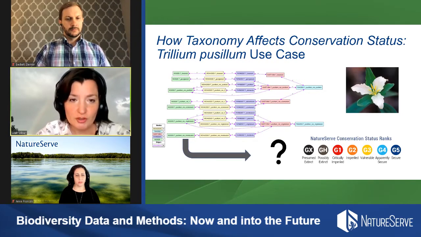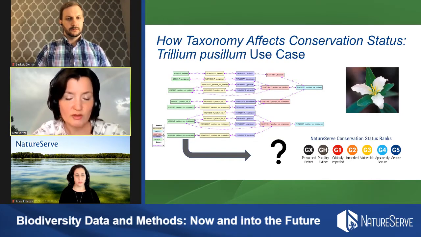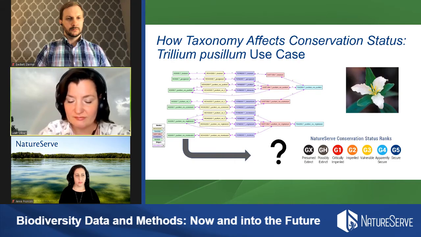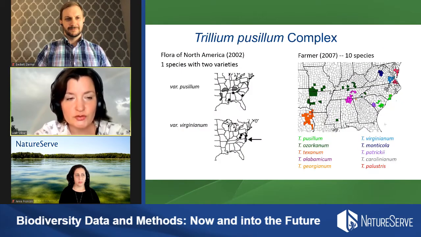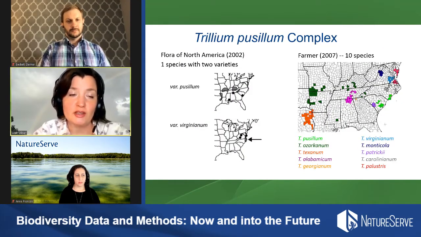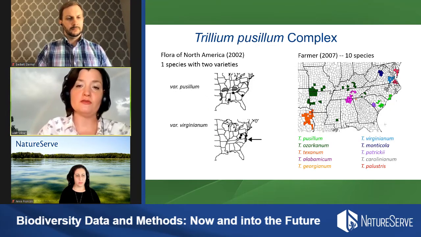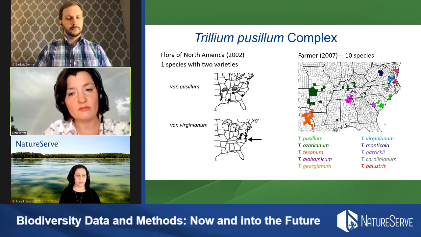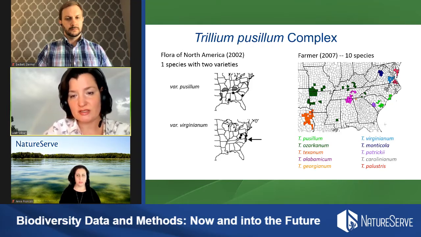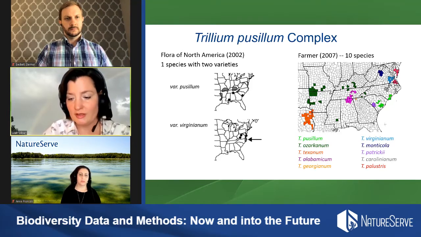But how in the world can you possibly answer this question when the "what is it" looks like this? This is Trillium pusillum. It can either be viewed as one species with two varieties if you follow Flora of North America, or it can be 10 different distinct species if you follow a newer treatment.